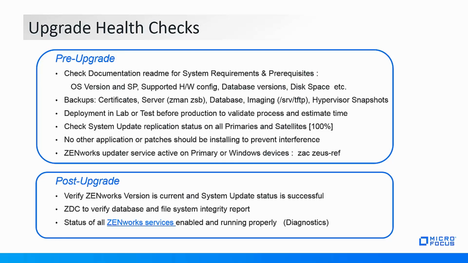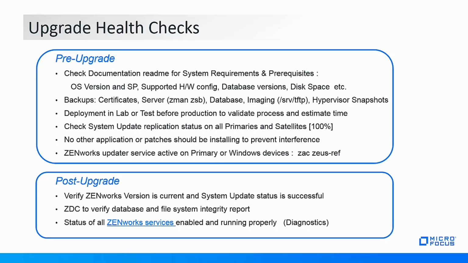Keep a backup before major OS upgrades, like your certificates, ZENworks server backup, your database backup that typically happens periodically, and your imaging related backups if any of those are required. Deploy in a test or lab before production. If you have a test or lab environment, you can always deploy there before running the production upgrade, so that you can validate the process and estimate the time. Check for any system update replication statuses. Sometimes your system update cannot be replicated.